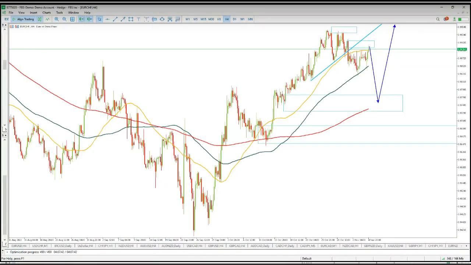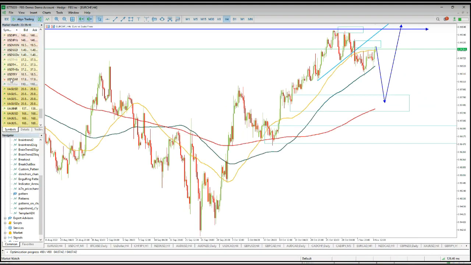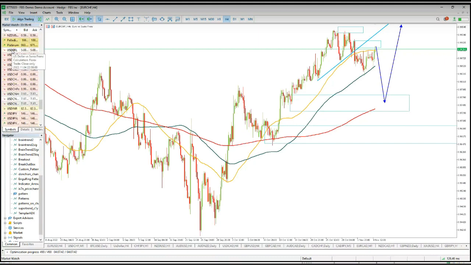Who else has a pair they would like us to take a look at? All right, US30 and NASDAQ. Unfortunately, I don't have US30 here. I'm not sure I do on my MetaTrader account. All right, let me see. I'm really not sure that I have USDCAD. I really am not tracking that. No, I do not have it. I do not have USDCAD.